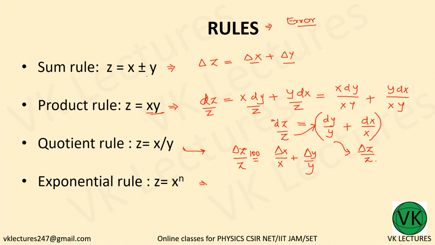Now coming to the exponential rule, you have z is equal to x to the power n. Then delta z by z is given by n times delta x by x. Okay, n times delta x by x.